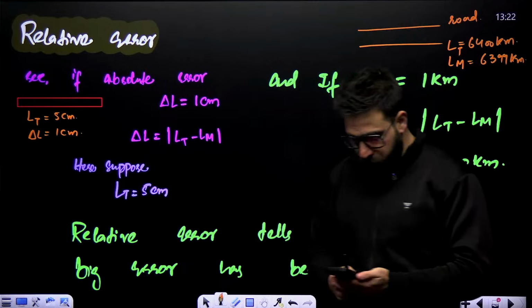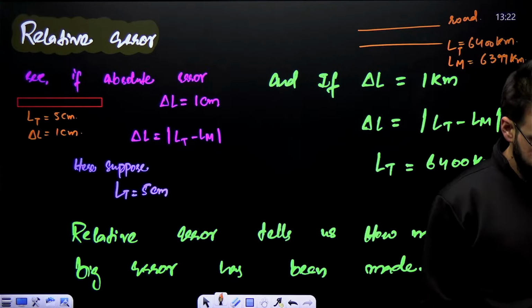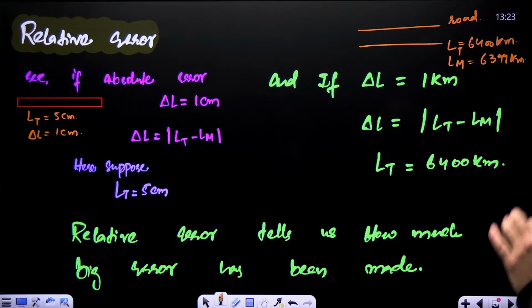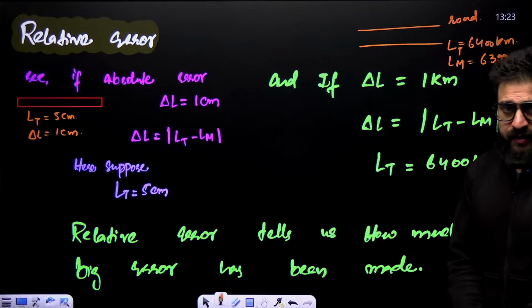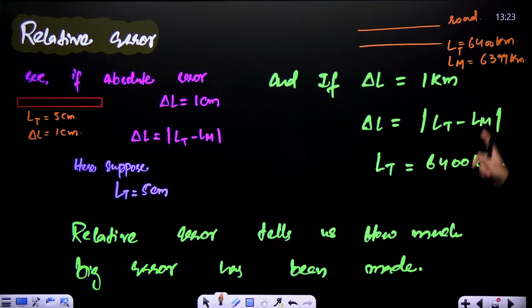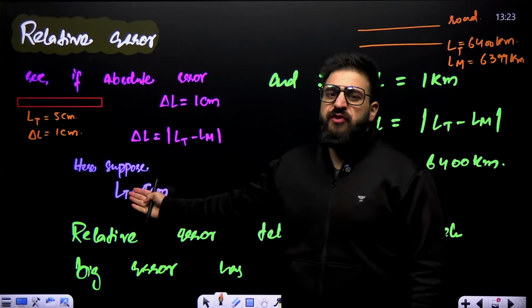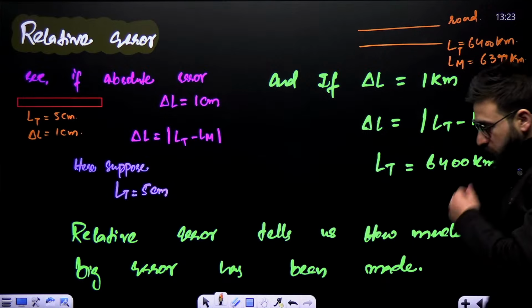Tell me, guys, in which of the two cases is the error large? Everyone means everyone. Here, in this case, the error is 1 kilometer. Here the error is just 1 centimeter. Case 1 or 2?